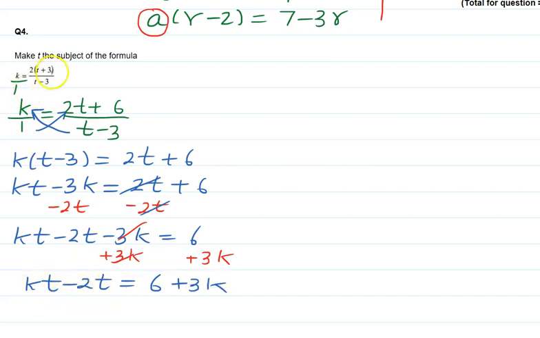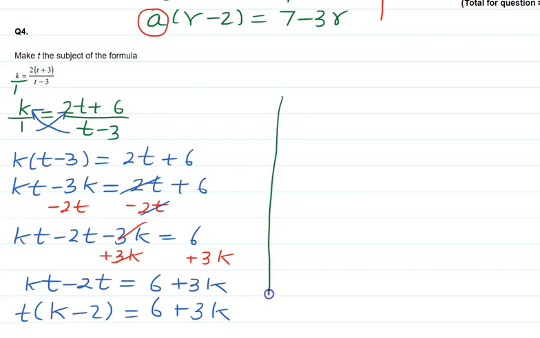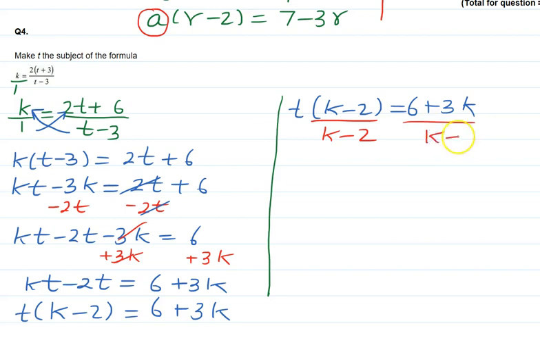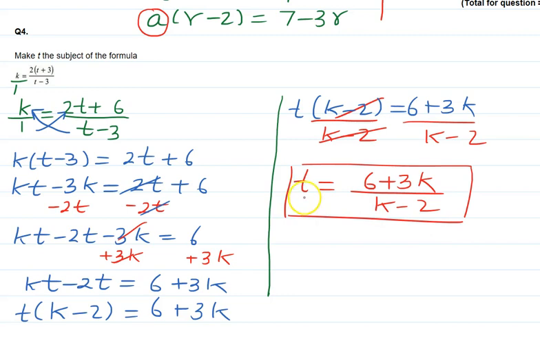Now you need to make t the subject. So t is outside, you take common, so it will be t times (k minus 2) and it is 6 plus 3k. So we are nearly there. What we need to do is just divide by k minus 2 both sides. So t(k minus 2) is 6 plus 3k, and if you divide by k minus 2 both sides, this k minus 2 cancels, so we are left with t equal to (6 plus 3k) over (k minus 2). That is your answer. So we have made t the subject.